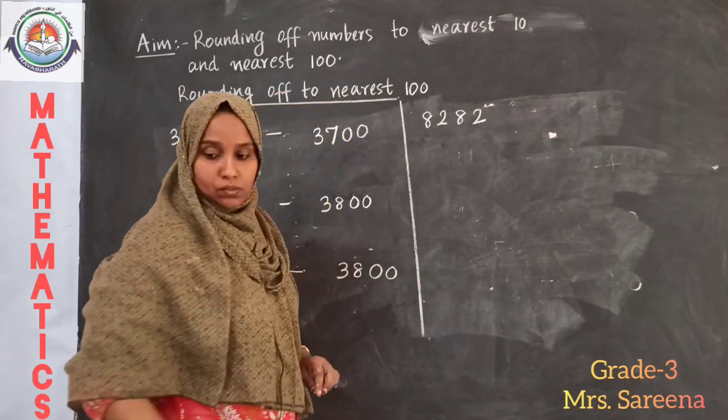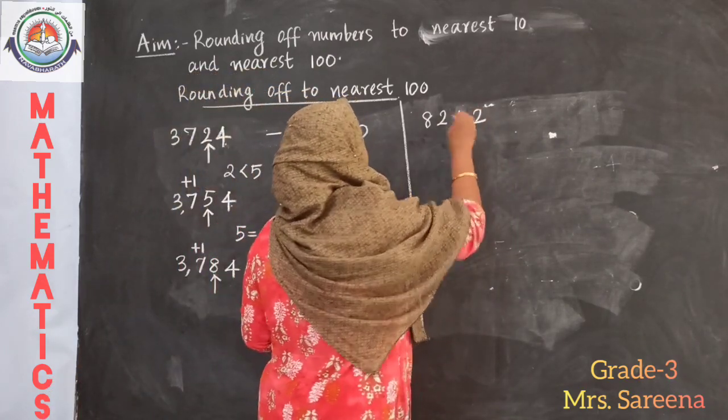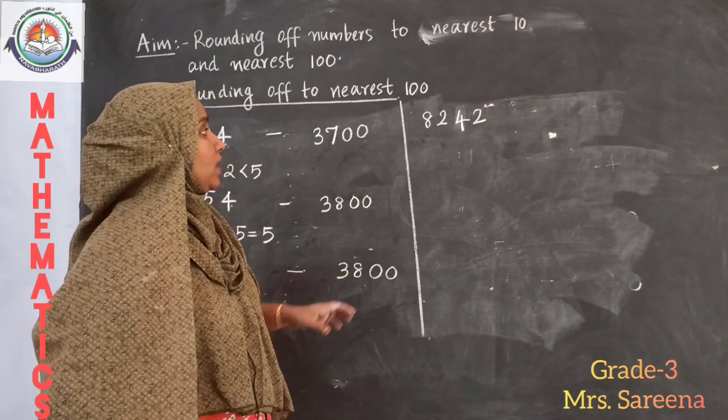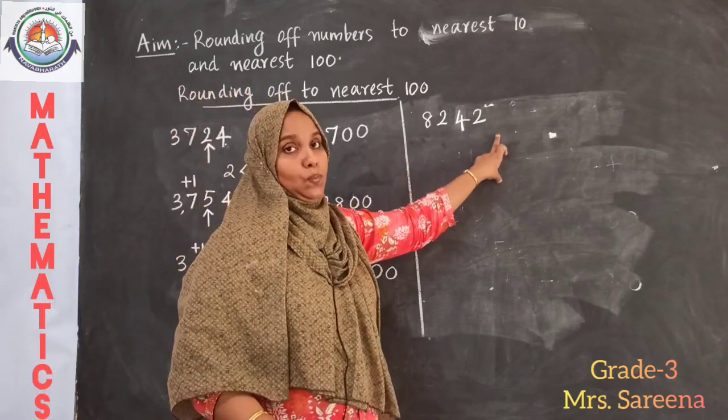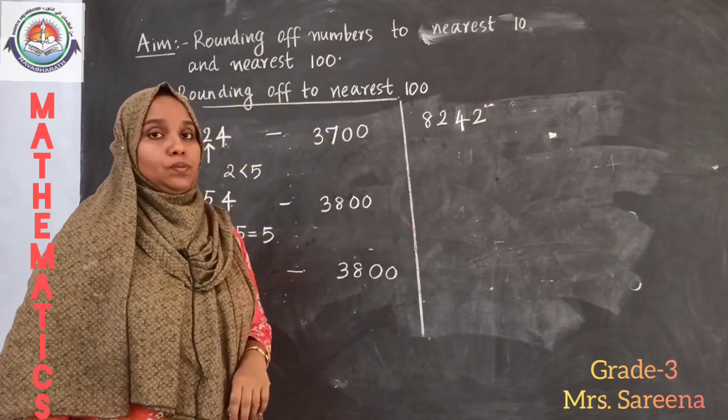8,282. 8,242. 8,242. Then what do we have to do?